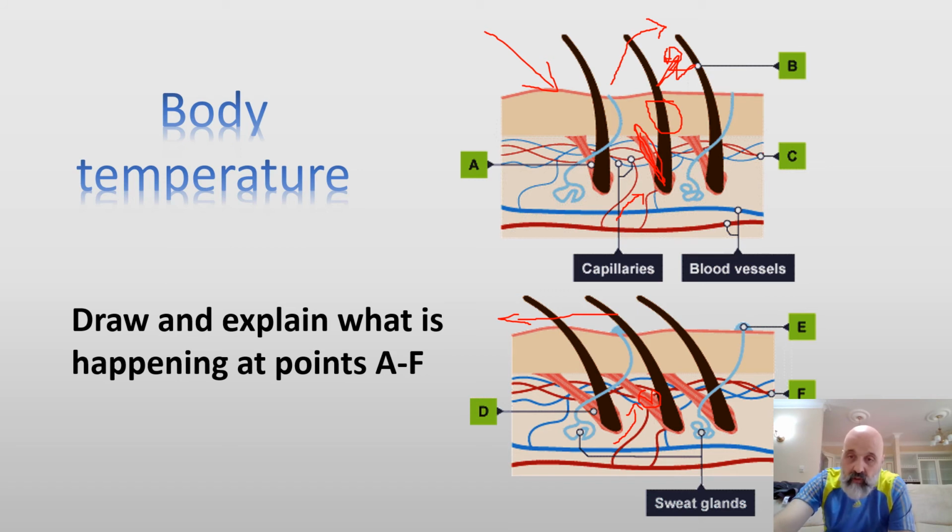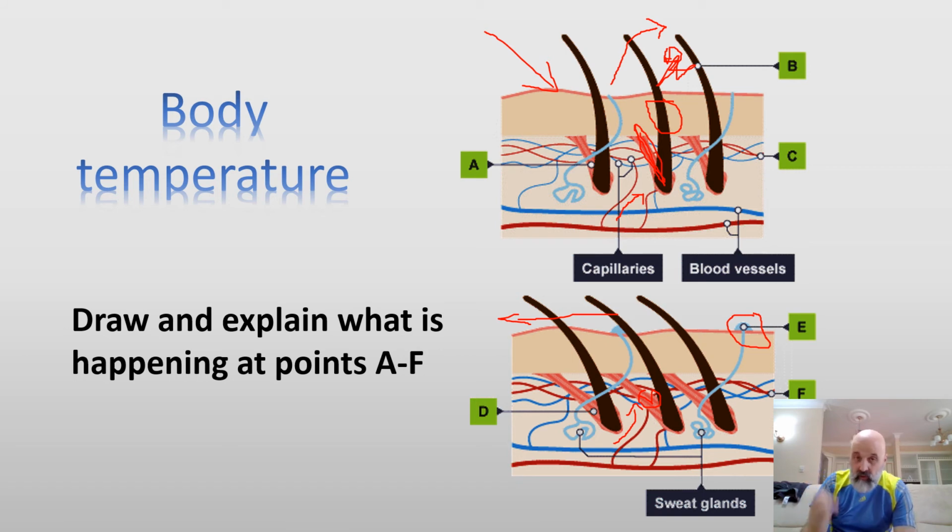And the other thing that happens, of course, is that your sweat glands begin to release sweat. How does that help? It helps because that sweat evaporates, and water is a very, very good coolant. So it means that heat is lost from the surface of the skin through the heat of evaporation.